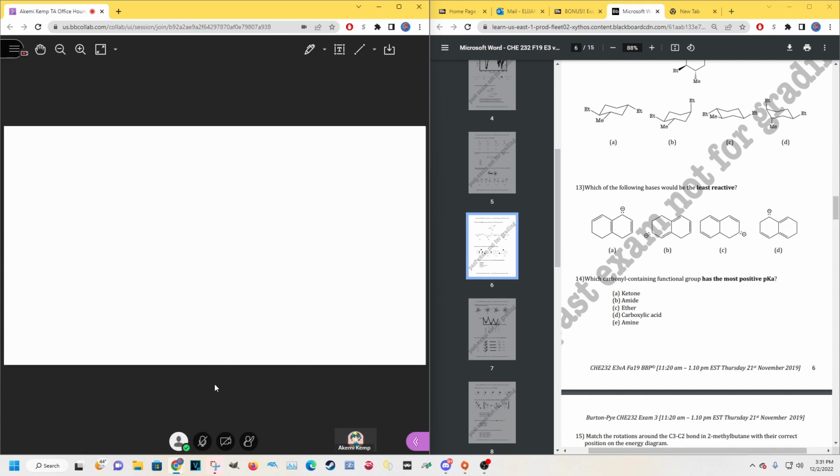So when you try this question, A, B, C, and D, just try and figure out the movement of the lone pairs and see which one could resonate more than the other. And the ones that can do that, that would be the least reactive.